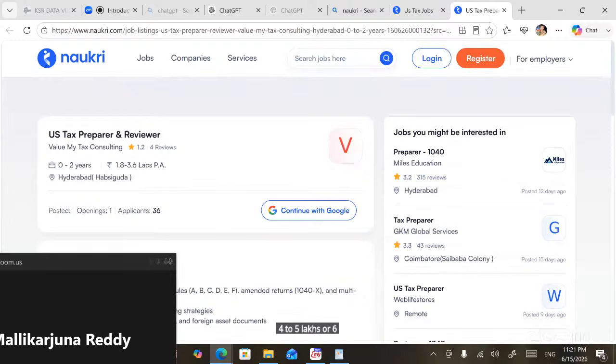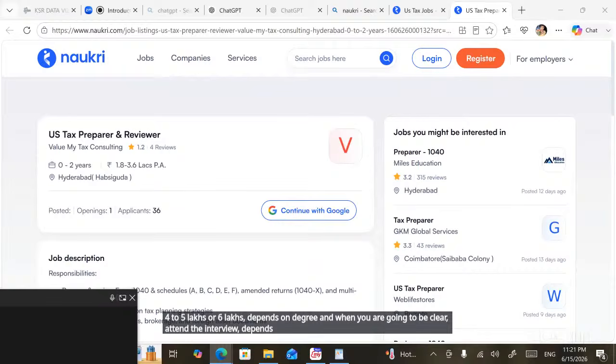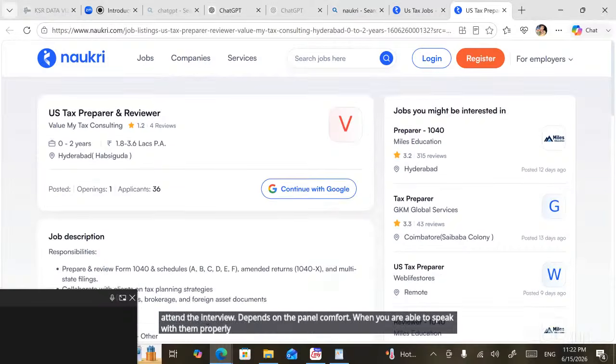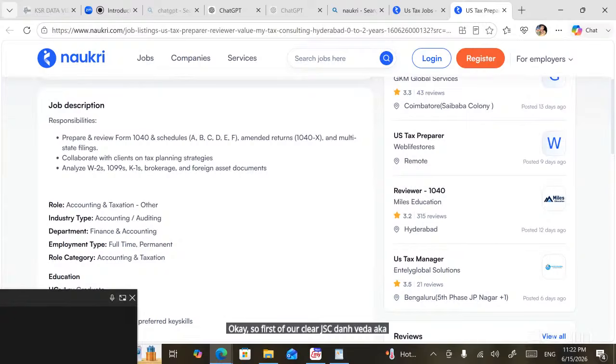So it depends. Here also, when you are clear and attend the interview, it depends on the panel's comfort. When you are able to speak with them properly with decent communication, they may give a higher package also, right? Once you have cleared the first paper and have 1.5 years of experience, we can get a better package at that time. So once you clear all 3 papers, it will be easy to get into the 9 lakhs range, sir.